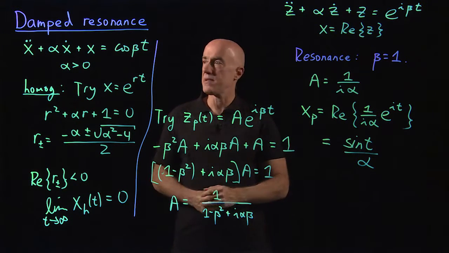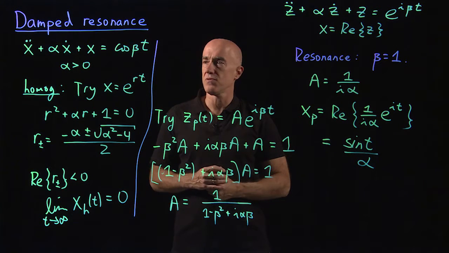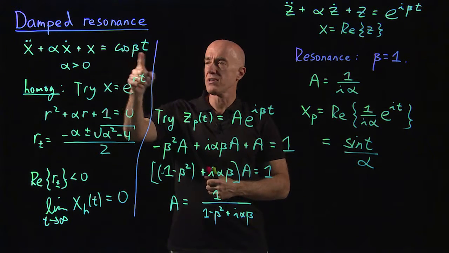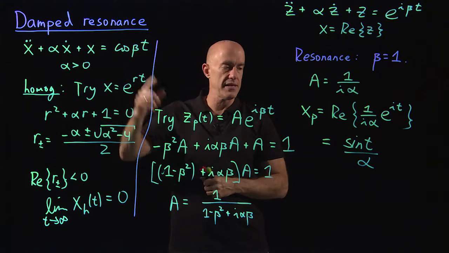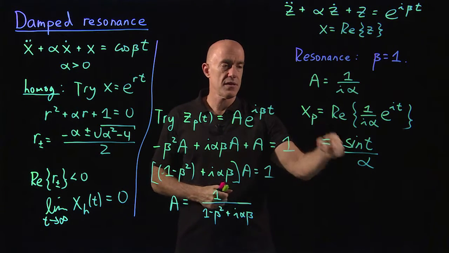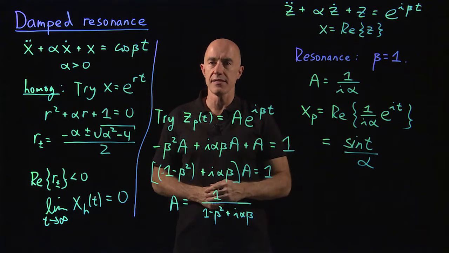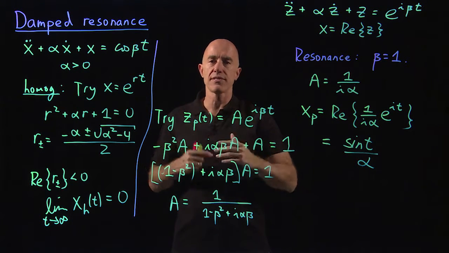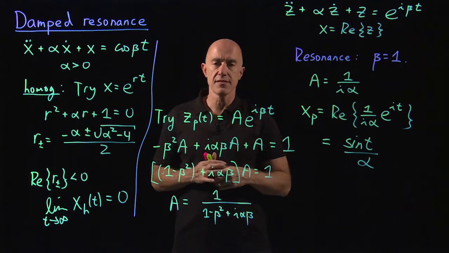How do we interpret this? There's two points to make note of. The forcing term is cosine t when beta equals 1, cosine t. The response, the solution for x, is proportional to sine t. So that means the forcing is pi over 2 out of phase with the oscillator.